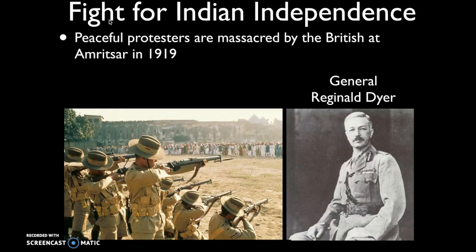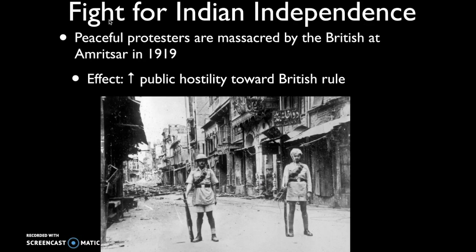So this event is known as the Amritsar Massacre. In 1919, peaceful protesters are massacred by the British under the orders of General Reginald Dyer. And this is going to only increase public hostility towards British rule. And we'll see how that hostility will continue to manifest itself and eventually lead to independence in 1947. So thanks for watching.